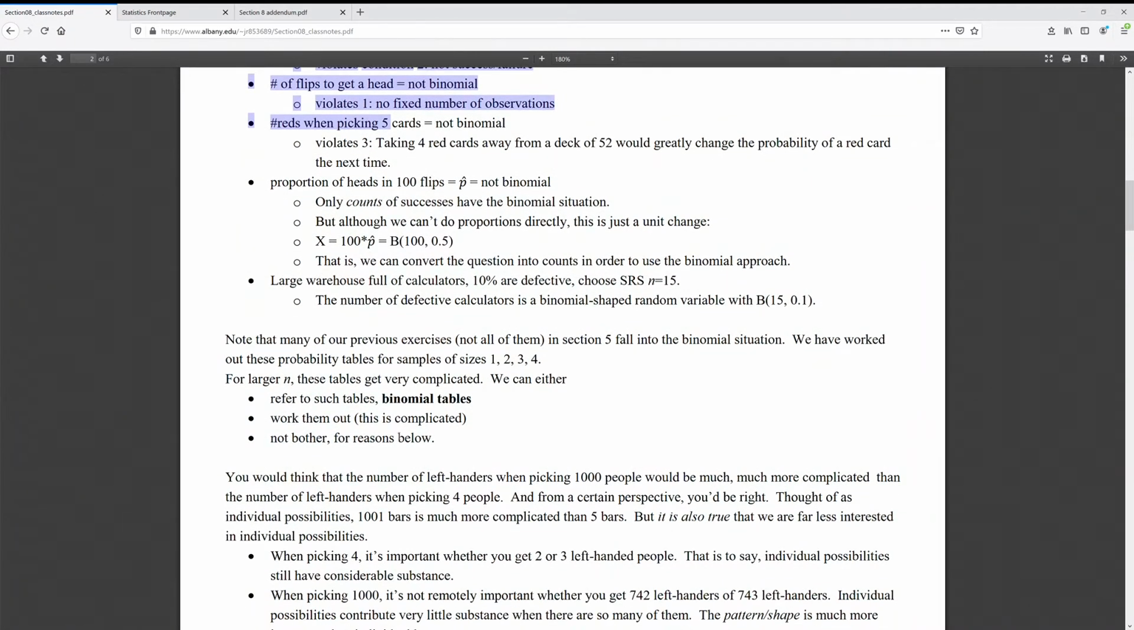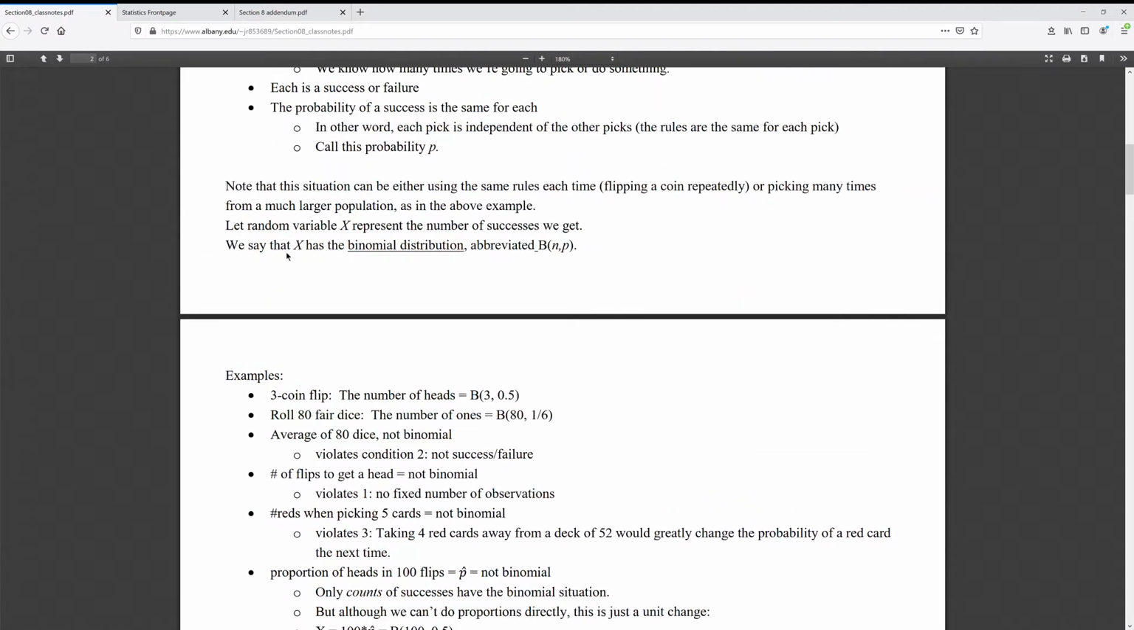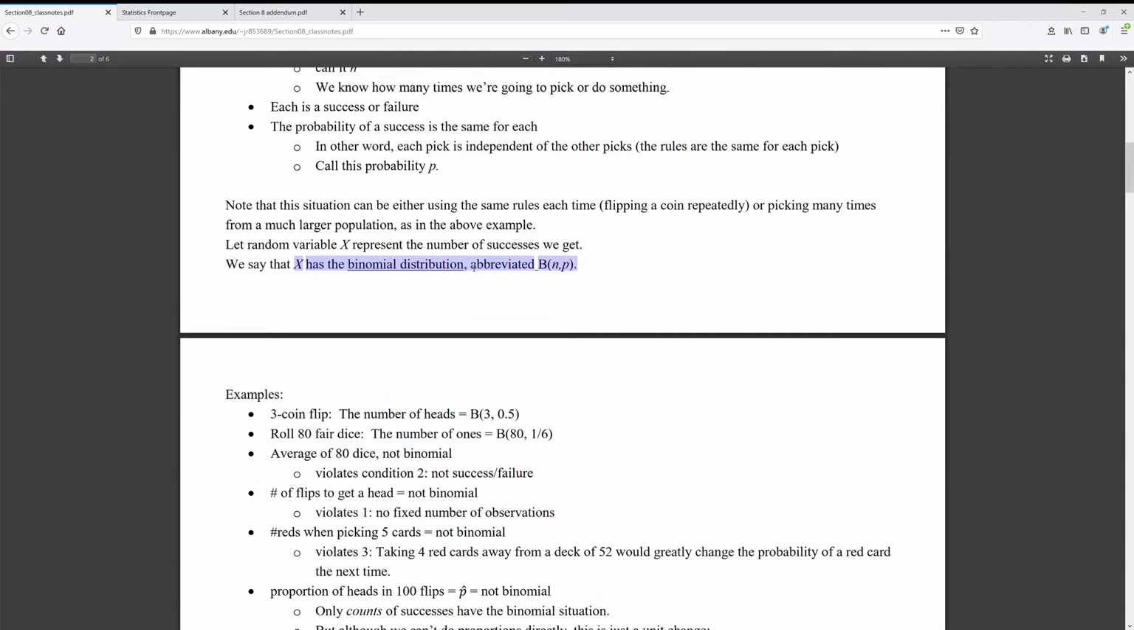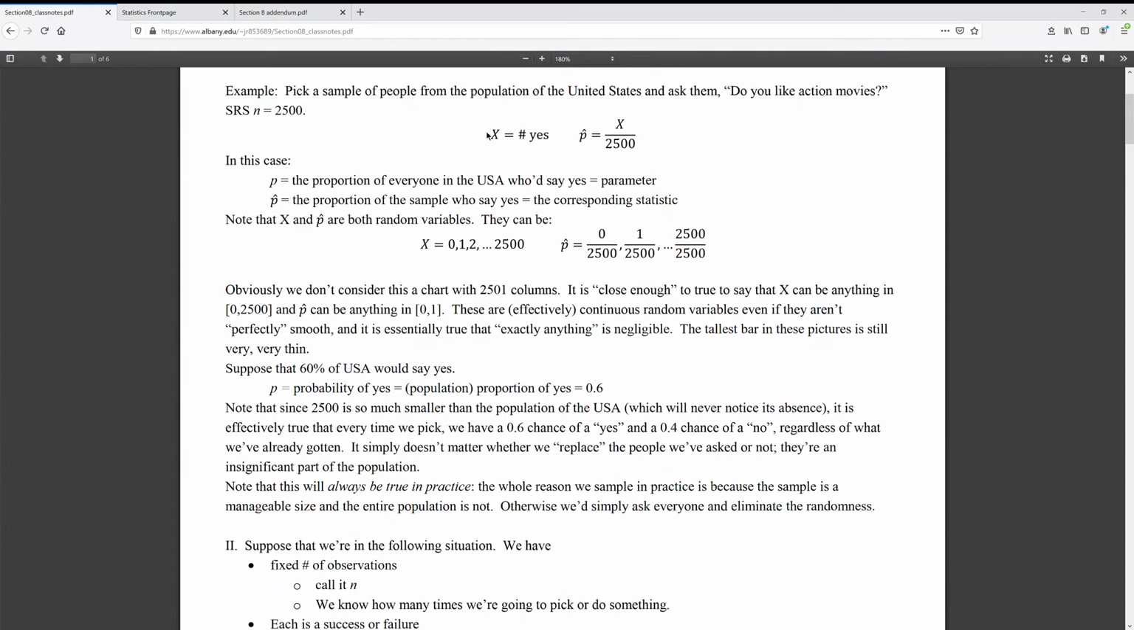However, whether the sample is large or small, we are talking about a random variable. You do something random, you pick or do something n times, and you get a number from that. Whether it's x, the number of successes, or p hat, the proportion of successes.